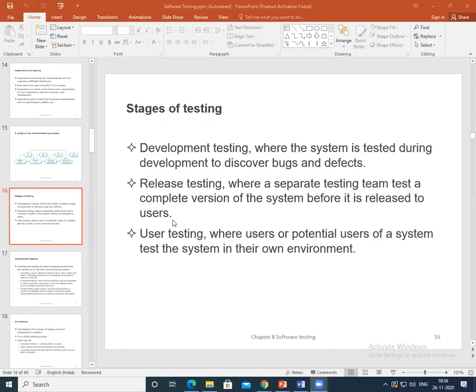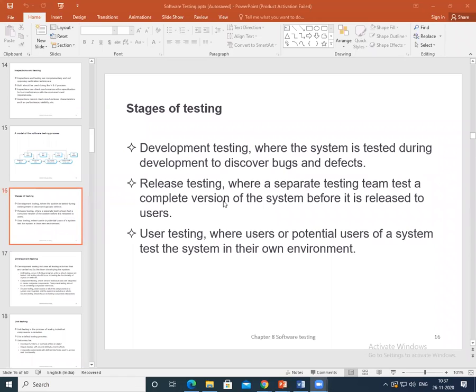In the case of user testing, we discuss acceptance testing. Acceptance testing is one type of user testing. Remember, we'll discuss what acceptance testing is. It is a part of user testing where the customer formally tests the system to decide if it should be accepted or not from the system supplier.